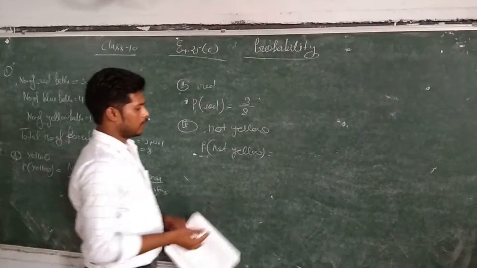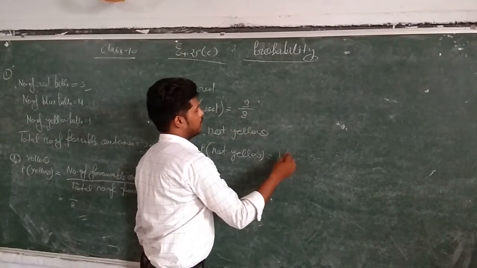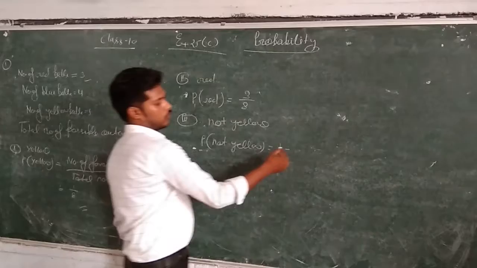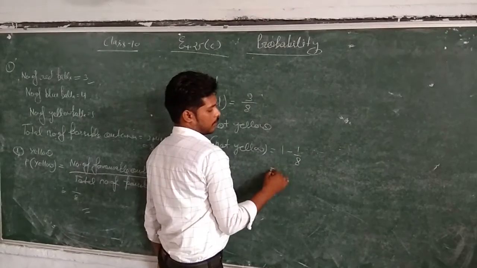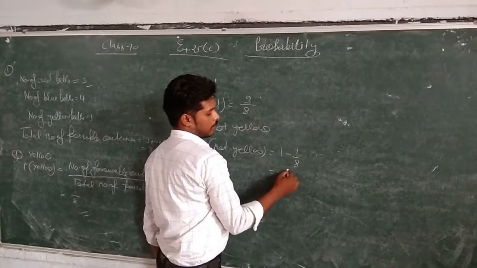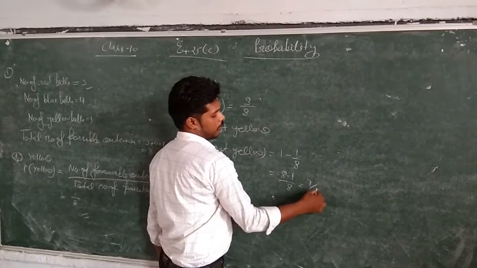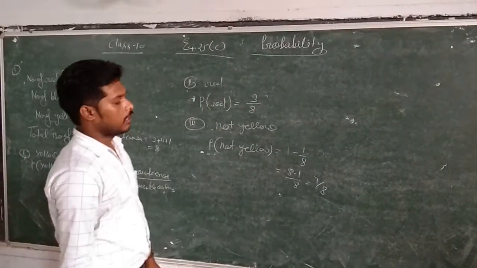Then not yellow. Let's discuss what is the probability of not yellow. It is 1 minus the probability of yellow balls, which is 1 upon 8. So 1 minus 1 upon 8. You will subtract, so you will get 8 minus 1 upon 8, which is equal to 7 upon 8. This is the probability of not yellow balls.